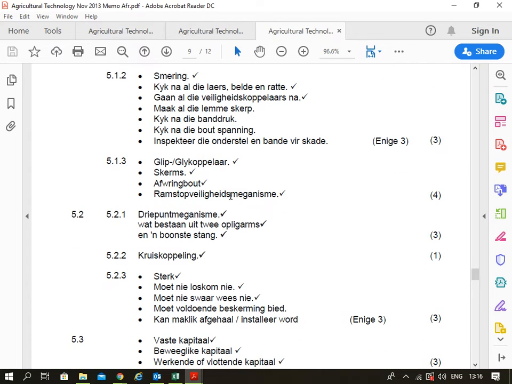Dit is 'n clutch, 'n glykoppelaar of skerms of 'n afringbout of die ram stop veiligheidsmeganisme. So if you name any one of those, sharp.